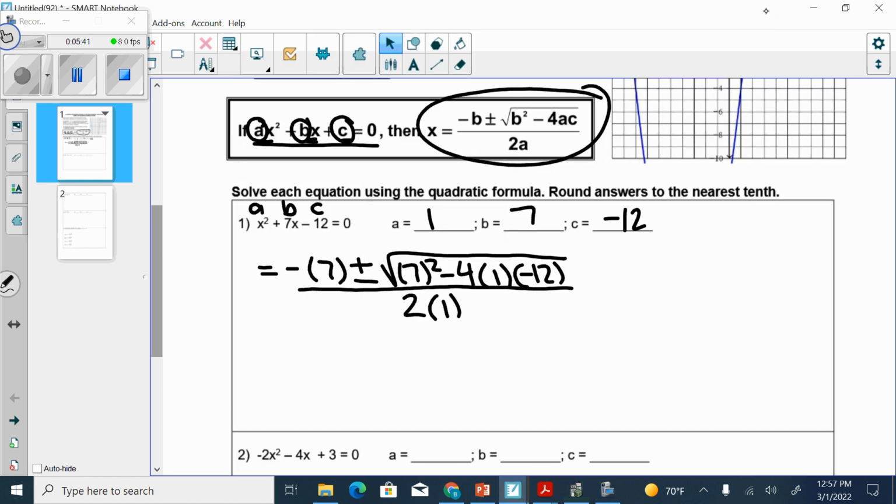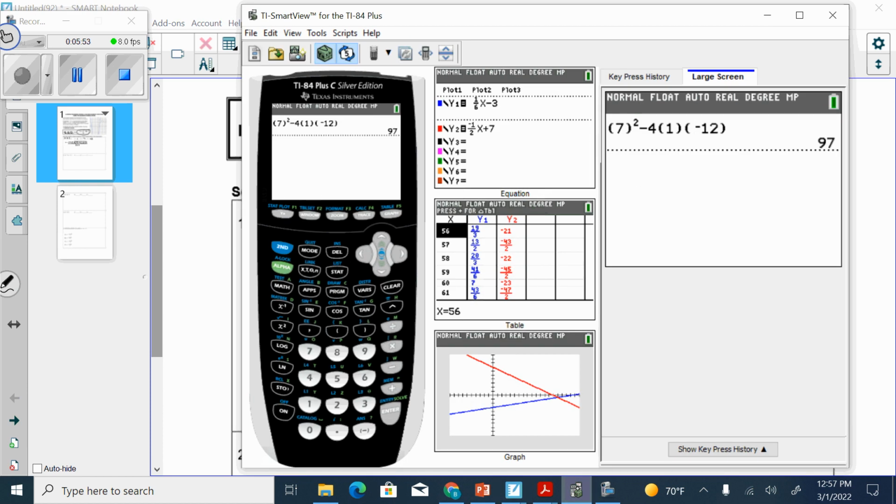No, negative 4 times 1 times negative 12. Isn't it B 7, right? 4, 8, 7. Oh. Okay? So we had our 7 squared minus 4 times 1 times negative 12. Has everybody typed that part in?